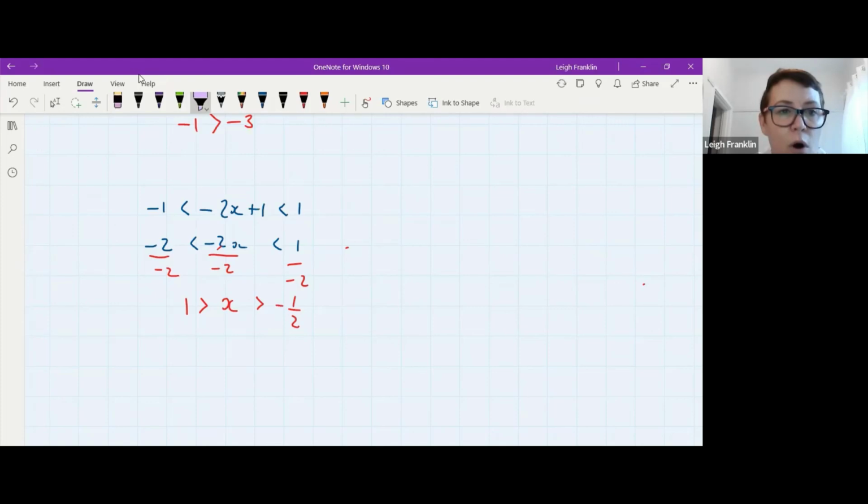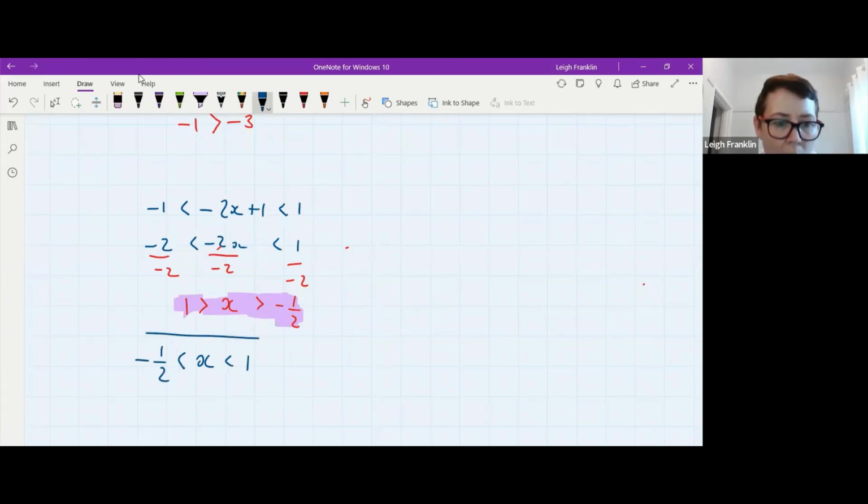If you leave your answer like this, you will also be penalized. You can't write it like that. The smaller number, the -1 over 2, has to be on the left-hand side. So you're obliged to write it like this: x is greater than -1 over 2, but smaller than 1.